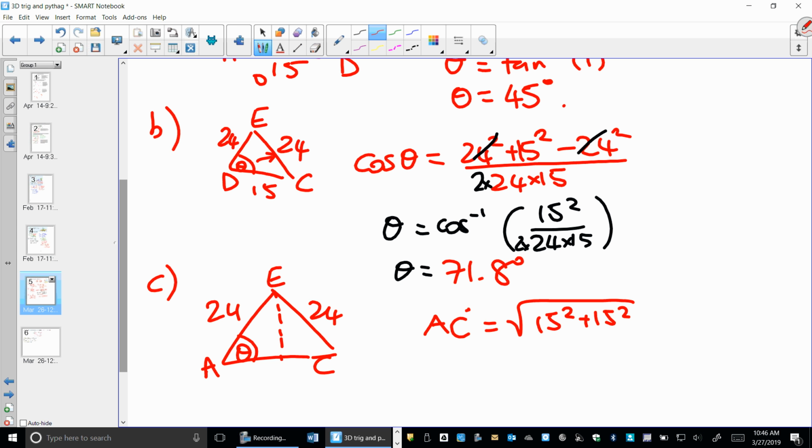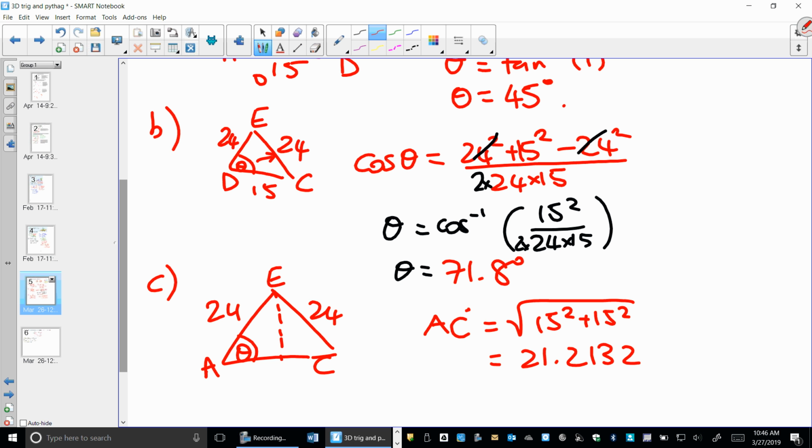Looking at the diagram, AC goes through the middle, yes? As a square, so it's the square root of 15 squared plus 15 squared. What is it? Give me a few digits. 21.2132. Okay, so that's our AC.